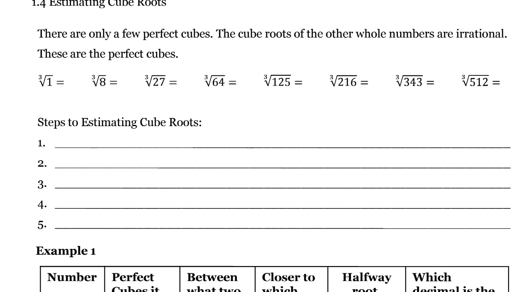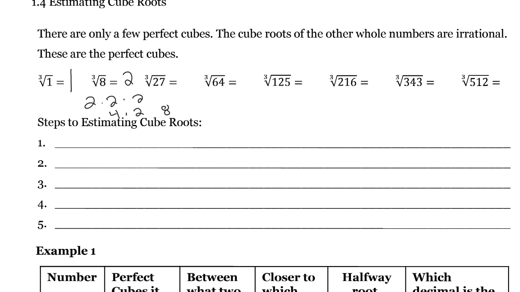So just like square roots, there's only a few perfect cubes. All the other cube roots are irrational. Okay? So the perfect cubes are below. The cube root of 1 is, as predicted, 1. The cube root of 8. So what times what is going to give us 8? It's going to be 2, right? Because 2 times 2 is 4. Then times 2 is 8.